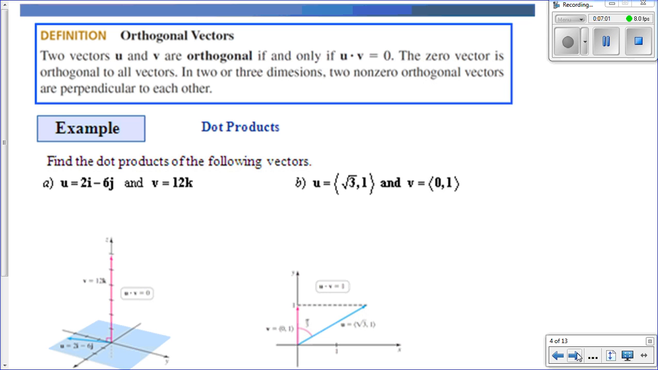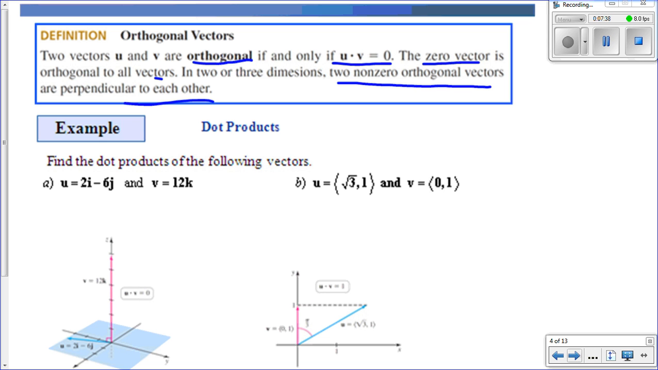Now let's look at finding the dot product between two vectors. Recall two vectors are orthogonal if and only if u dot v is equal to 0. The 0 vector will be orthogonal to all vectors because the dot product with the 0 vector will always be 0. And two non-zero orthogonal vectors will be orthogonal to, perpendicular to each other. Now that's true in 2 or 3 dimensions. Now let's find the dot product of these vectors.